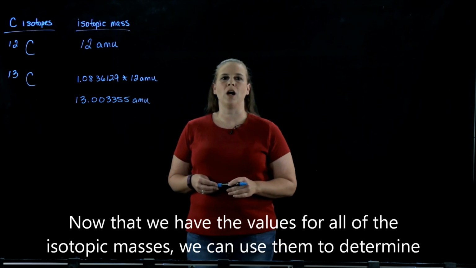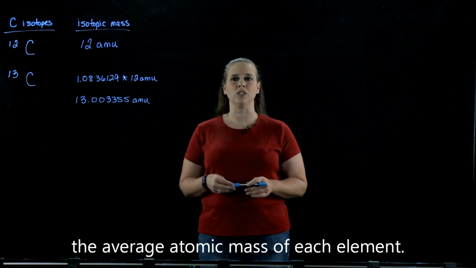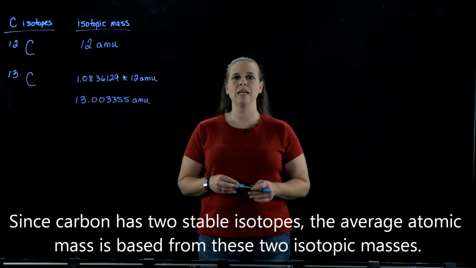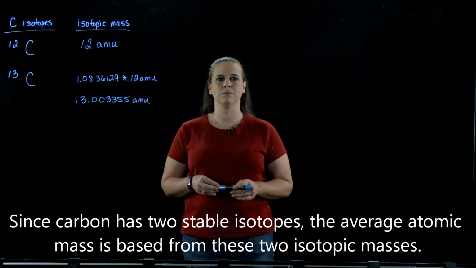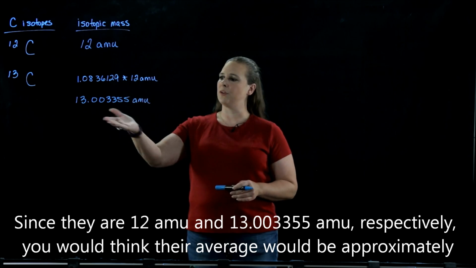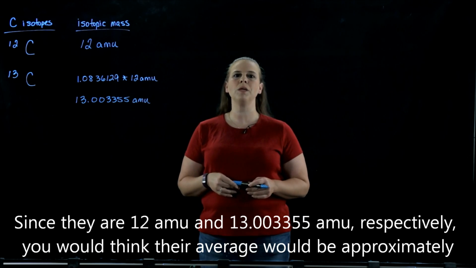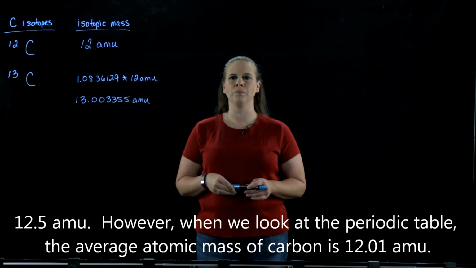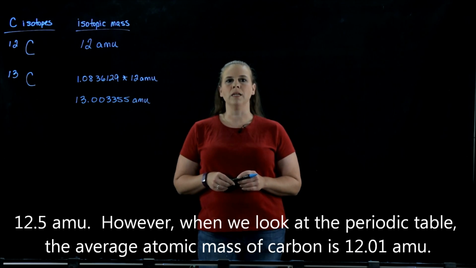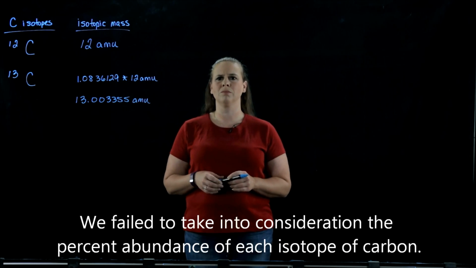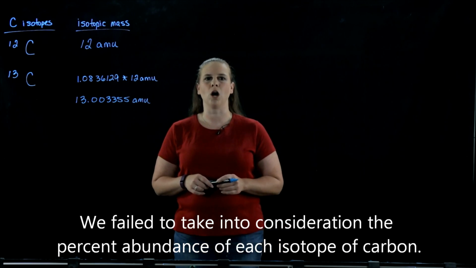Now that we have the values for all the isotopic masses, we can use them to determine the average atomic mass of each element. Since carbon has two stable isotopes, the average atomic mass is based on these two isotopic masses. Since they are 12 AMU and 13.003355 AMU respectively, you would think their average would be approximately 12.5 AMU. However, when we look at the periodic table, the average atomic mass of carbon is 12.01 AMU. We failed to take into consideration the percent abundance of each isotope of carbon.